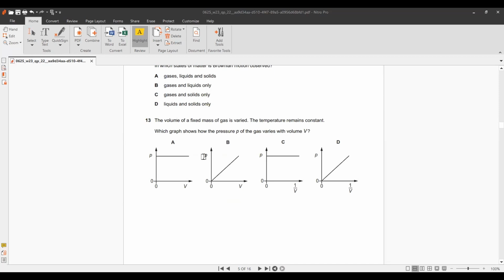प्रेशर वर्सेस वॉल्यूम का ग्राफ when the temperature remains constant, which one is the graph? D. Yes. And why is B not correct? Because in the pressure versus volume graph we get a curve, and in pressure versus 1/volume we get a straight line.